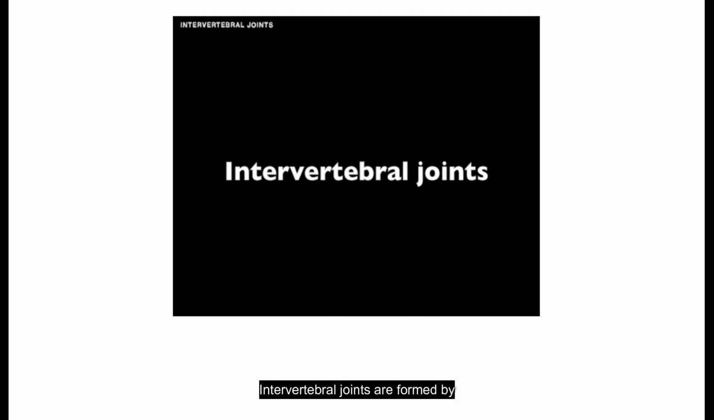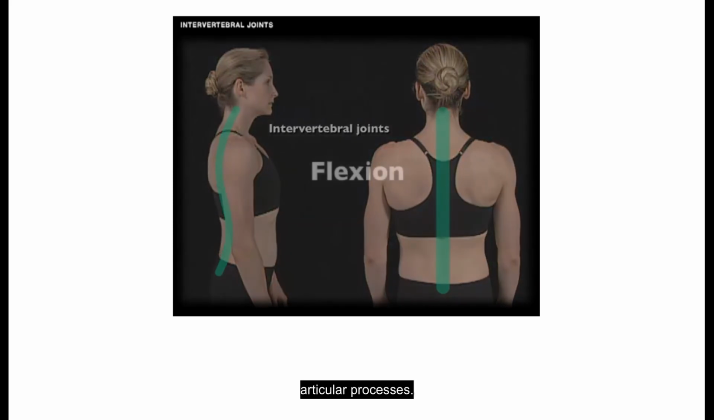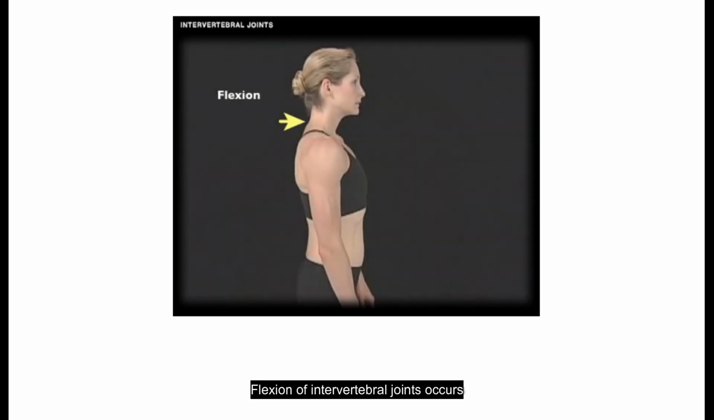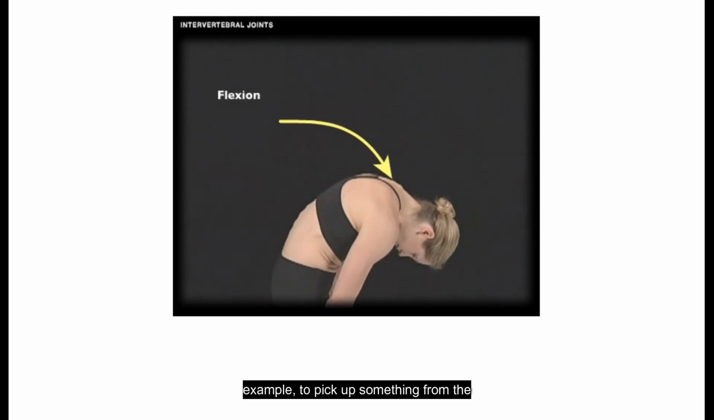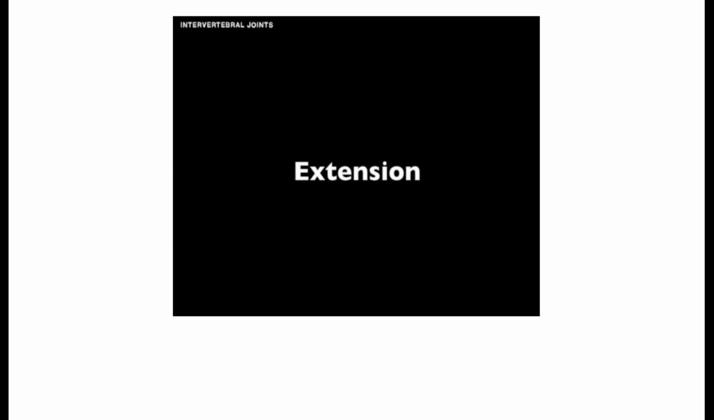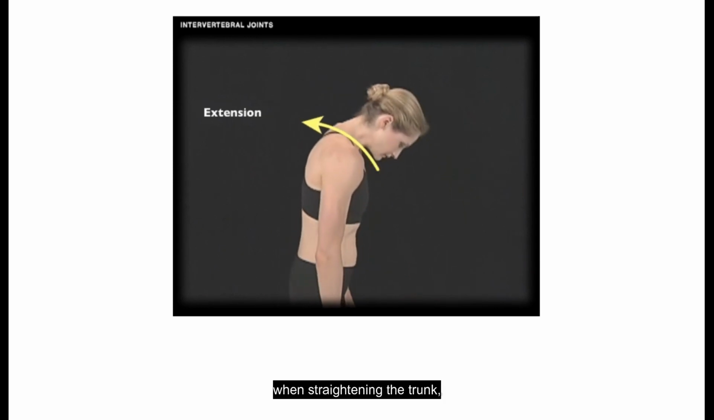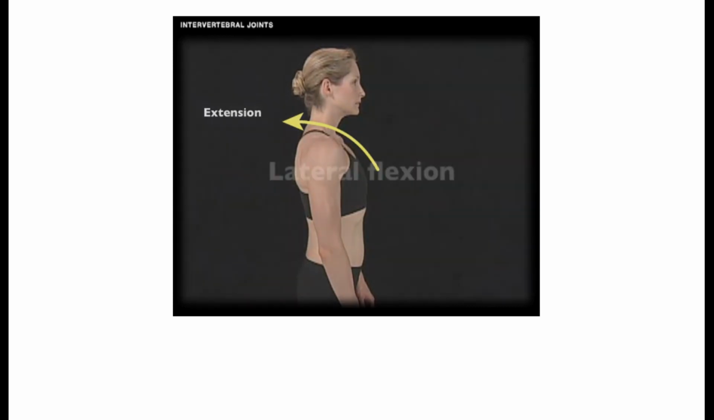Intervertebral joints are formed by articulations between vertebral bodies, united by an intervertebral disc, and between adjacent superior and inferior articular processes. Flexion of intervertebral joints occurs when bending the trunk forward, for example, to pick up something from the ground. Extension of intervertebral joints occurs when straightening the trunk, for example, after picking up something on the ground.